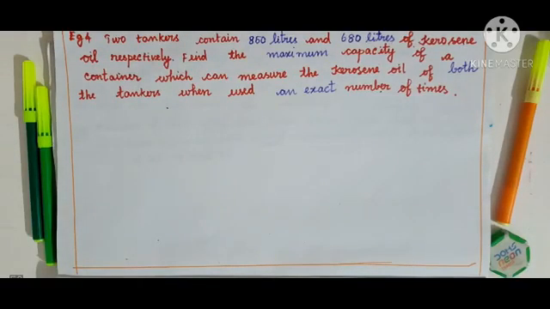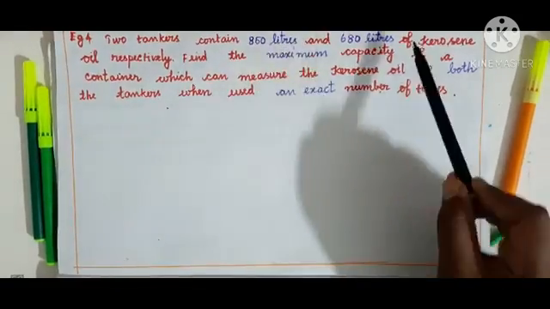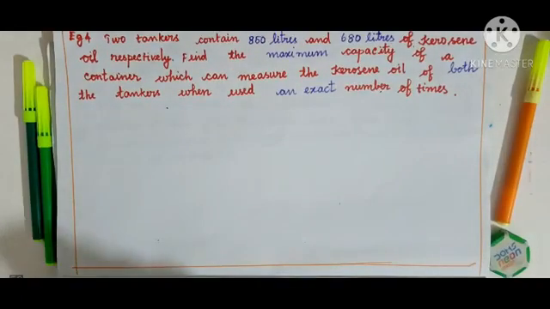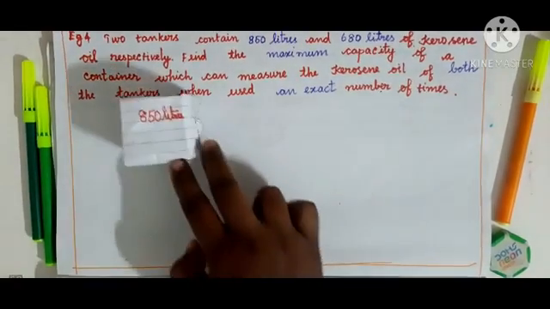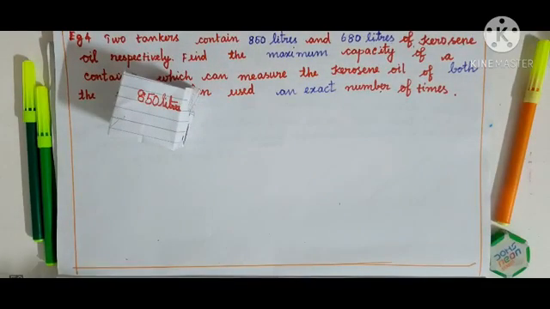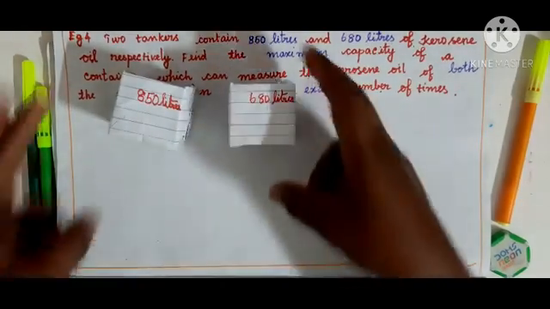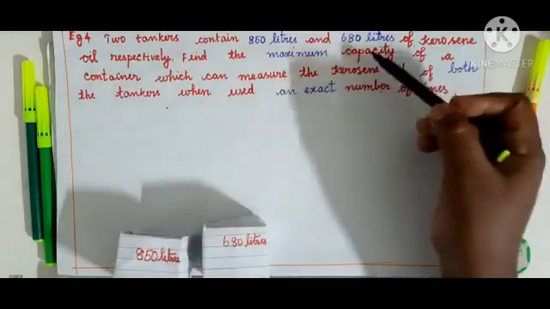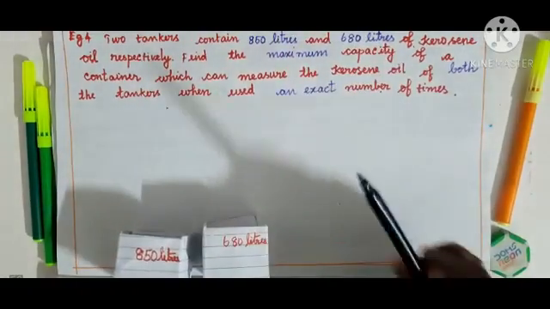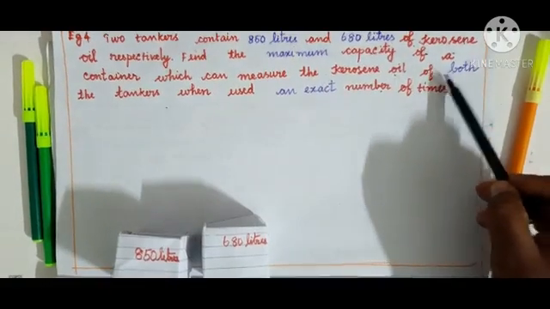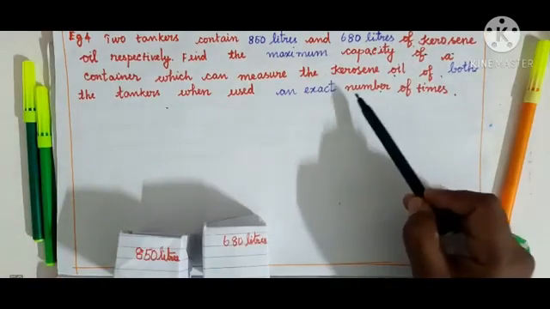So I have a teaching aid for you to understand this. Okay. See here, again, 2 tankers contain 850 liters and 680 liters. So if I have a tanker, okay, this contains 850 liters. This contains 680 liters. Okay, fine. Now the question is, the 2 tankers have 850 and 680 liters of kerosene oil respectively. Find the maximum capacity of a container which can measure the kerosene oil of both the tankers when used as an exact number of times.